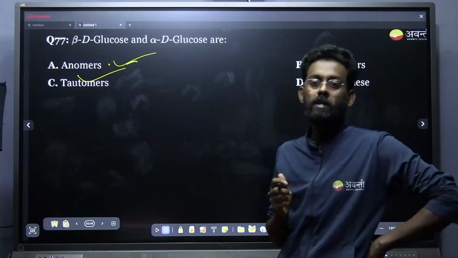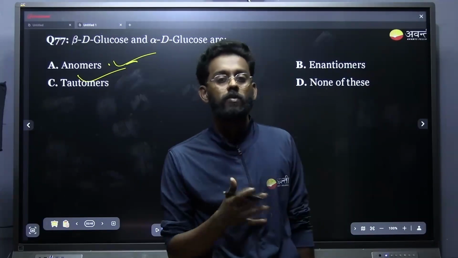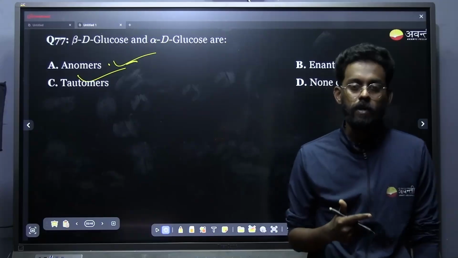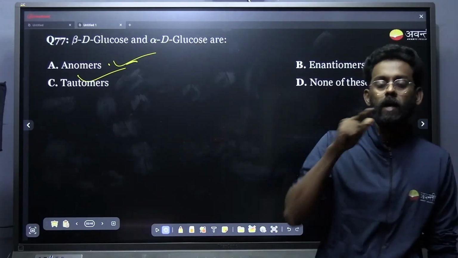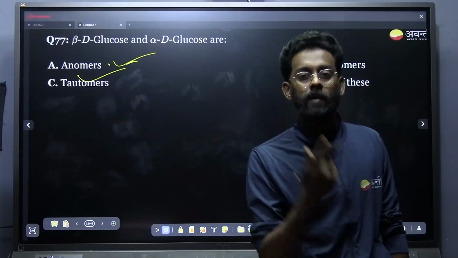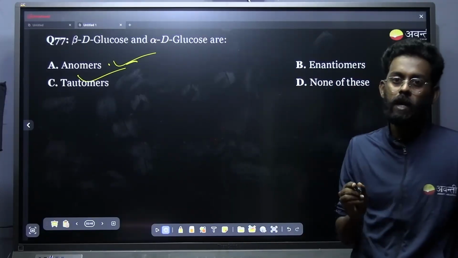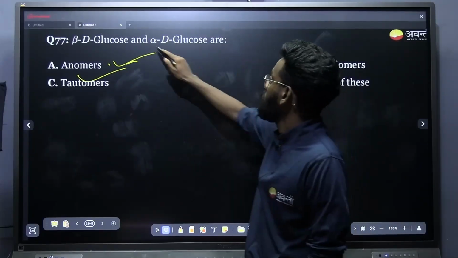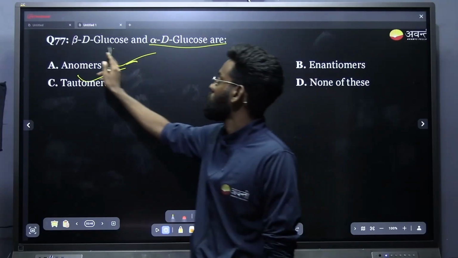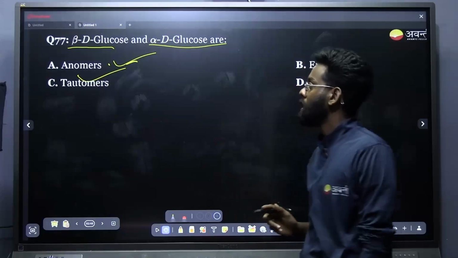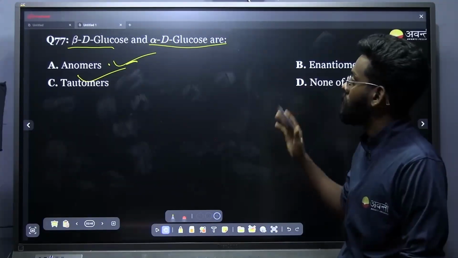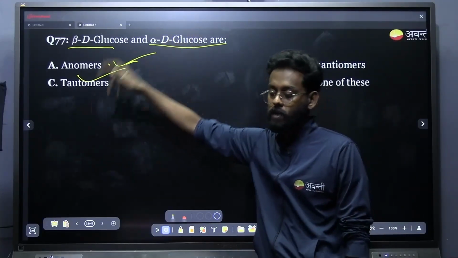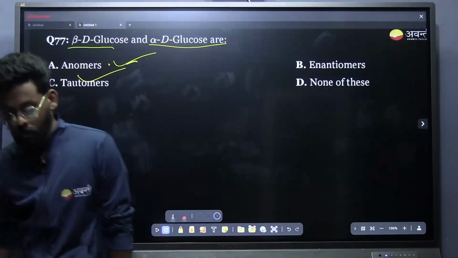Glucose, we know that the straight chain of glucose is not explaining most of the properties of glucose. So actually the cyclic form of glucose is what gives most of the properties of glucose. When the cyclic form of glucose is formed, there is a formation of a hemiacetal carbon. In the hemiacetal carbon, if the OH group is in the downward direction, then it is alpha D glucose. If the OH group is in the upward direction, it is beta D glucose. Anomers means the position of the OH group differs at the hemiacetal carbon. One is downward, another one is upward. Yes, that is the order.